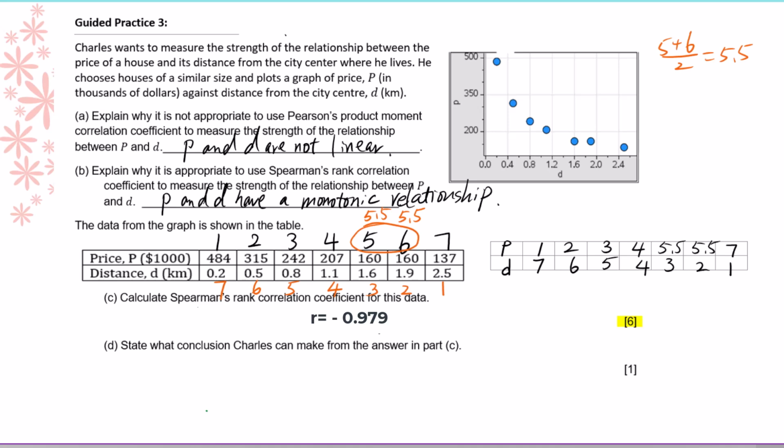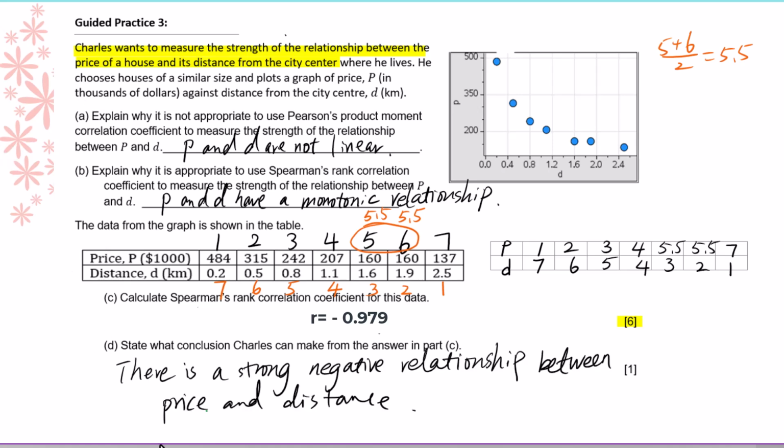Let's go back to the goal for Charles. Charles wants to measure the strength of the relationship between the price of a house and its distance from the city center. The conclusion is that there is a strong negative relationship between price and distance.